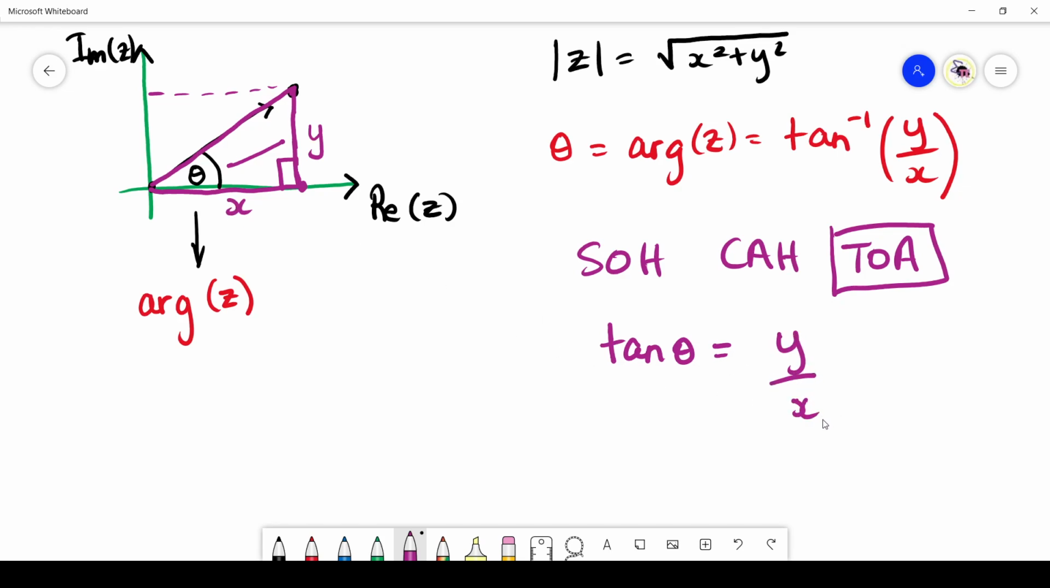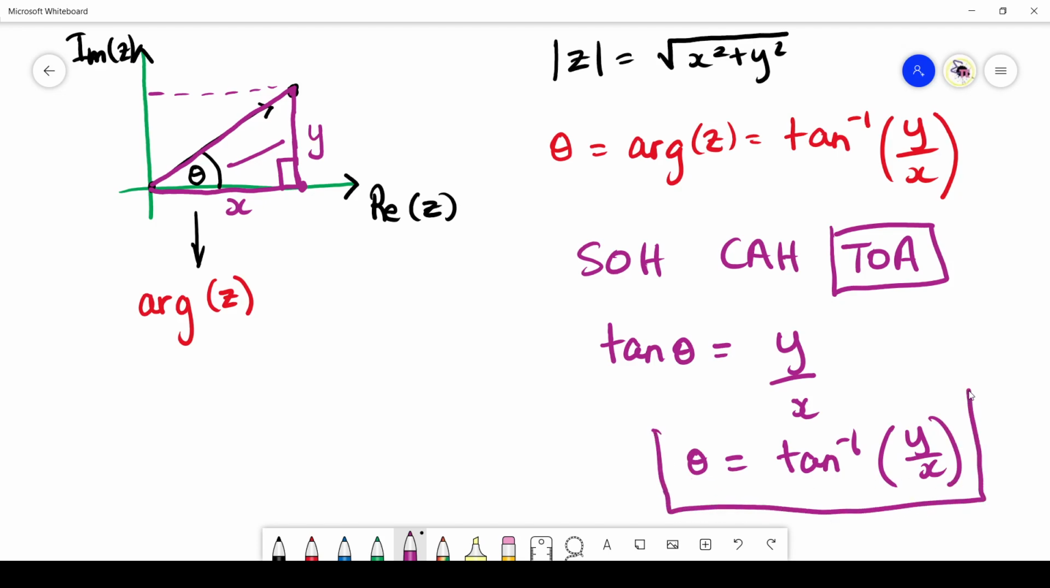All right, and if you wanted to make theta the subject of the formula, that would simply be tan inverse of y on x. And ta-da! That is how they ended up getting this formula here in red for the angle theta, properly called the argument of z.